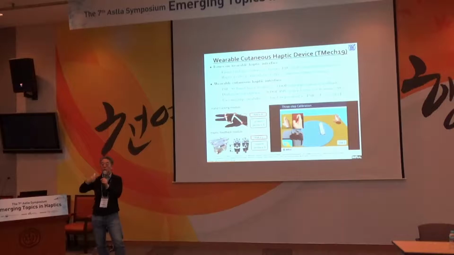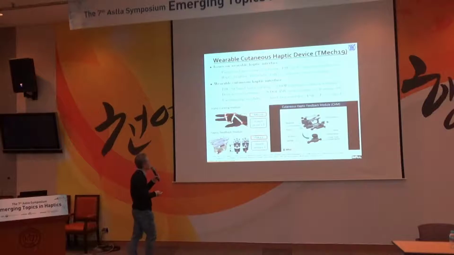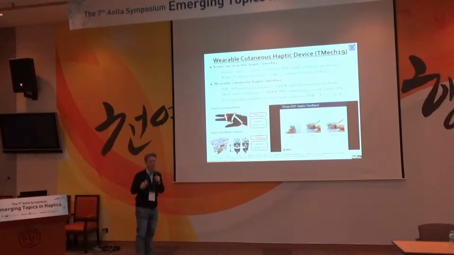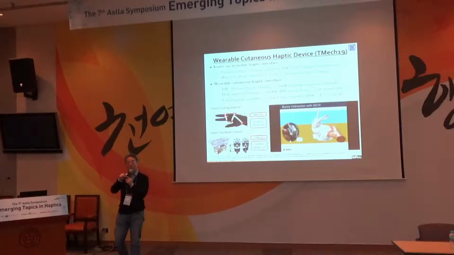Then to improve the robustness, we use measurements for this feedback. We use this FSR sensor to measure the pressure. And also, in the beginning, we tried to use an IMU to measure its orientation because IMU can allow us to measure its orientation.